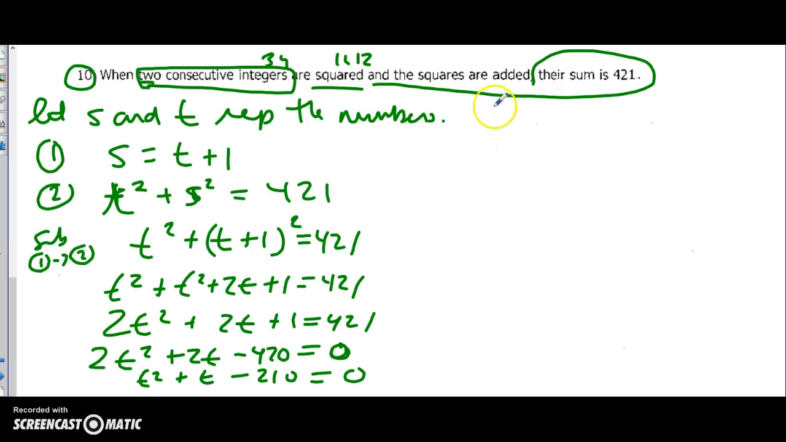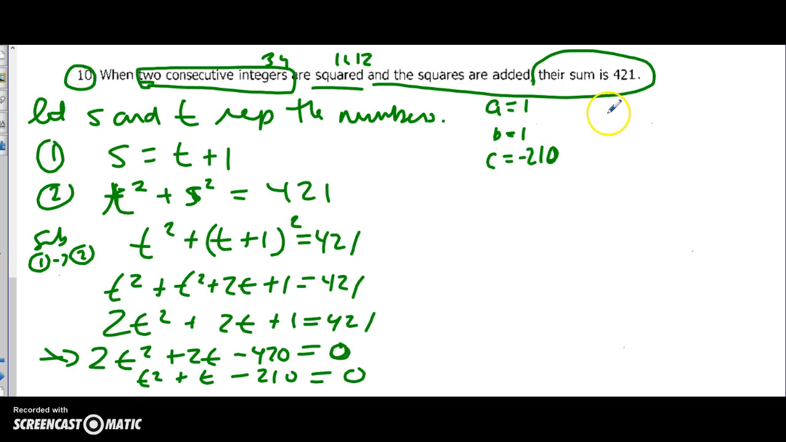We could then sub this into the quadratic formula to figure out the answers. So A from here is 1, B is 1, and C is minus 210. Now, if you hadn't reduced here and you were stuck with these numbers, 2, 2, and minus 420 as your A, B, and C, you'd still get the same answer, just your numbers would be a lot bigger as you went through.